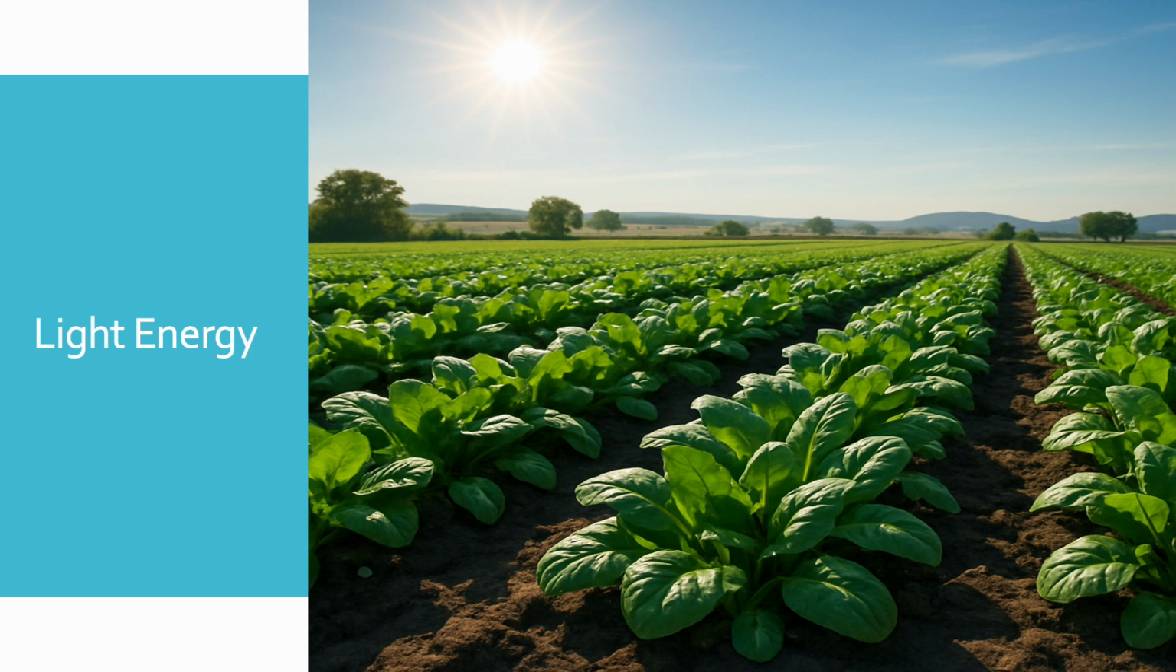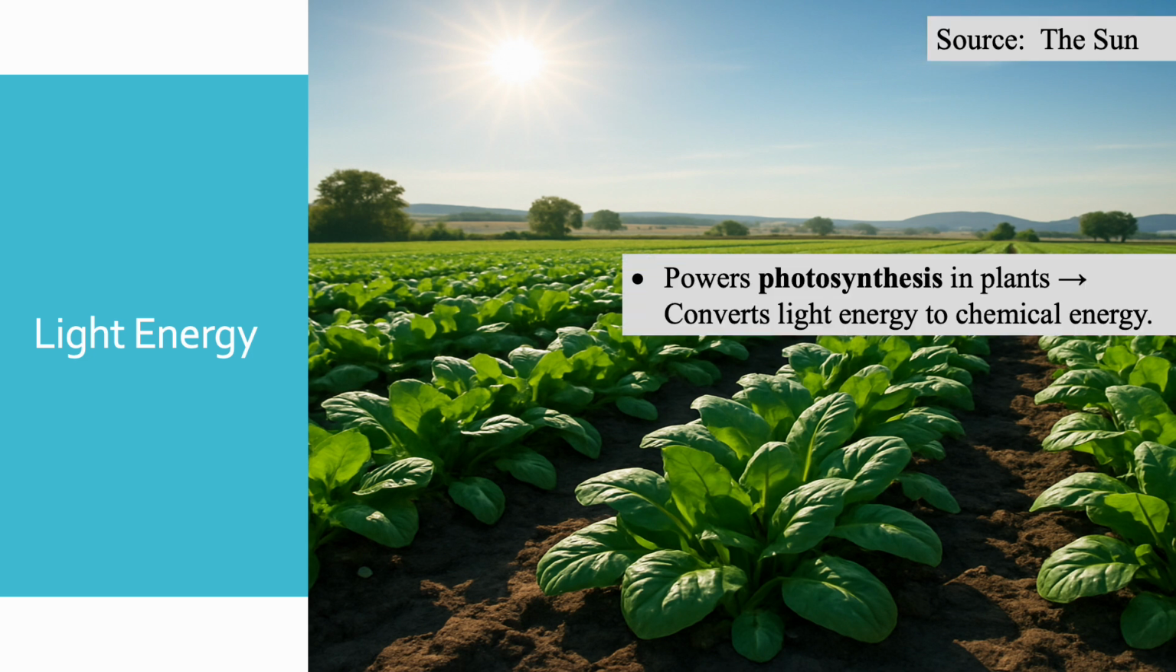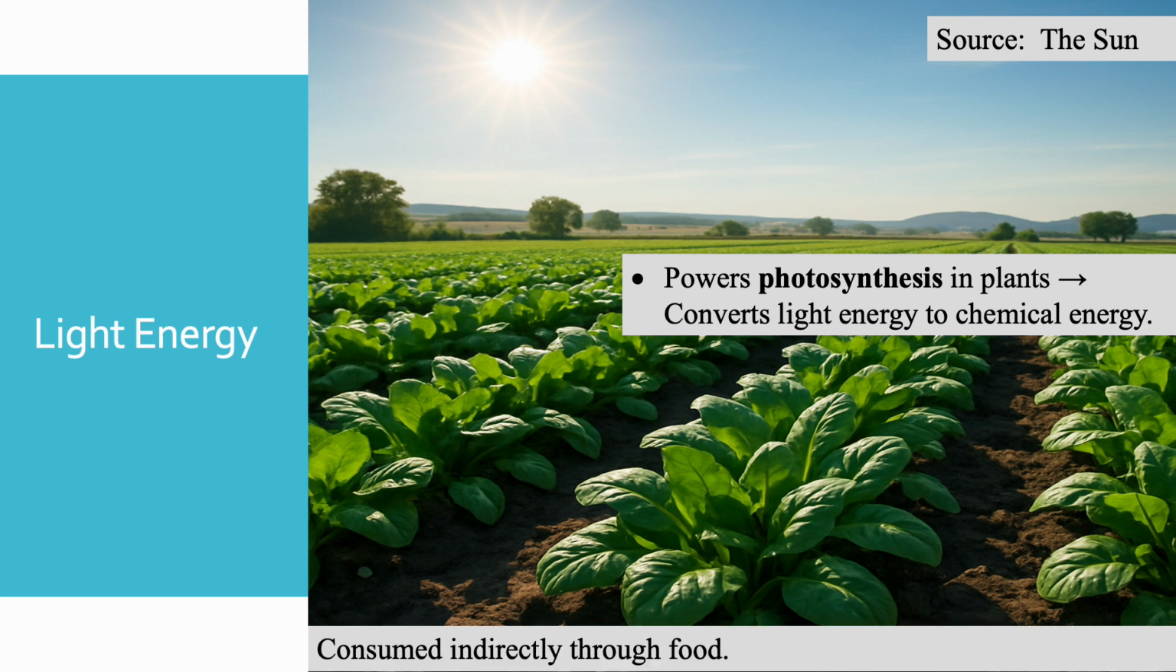Light energy from the sun is essential for life on earth. It powers photosynthesis in plants, which converts light energy into chemical energy stored in food. Humans and animals indirectly depend on this energy when we eat plants or plant-based food. So sunlight is the primary source of almost all energy on earth.